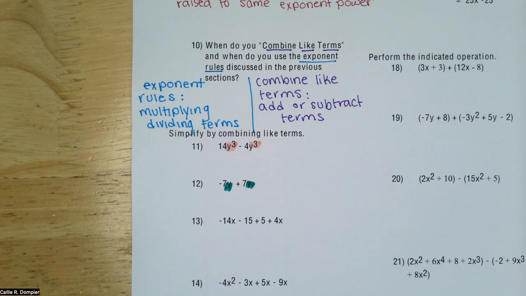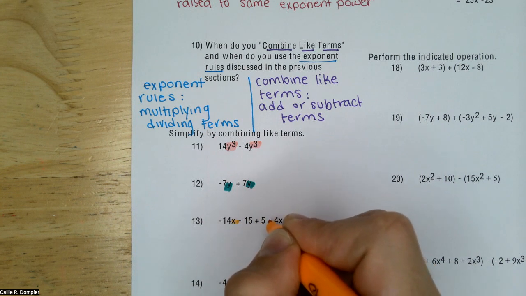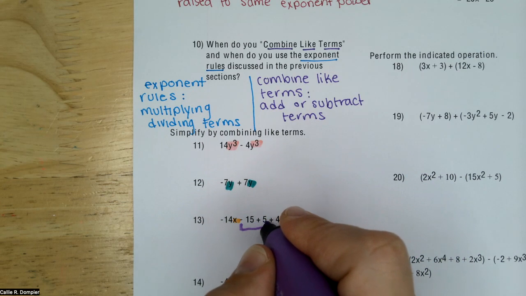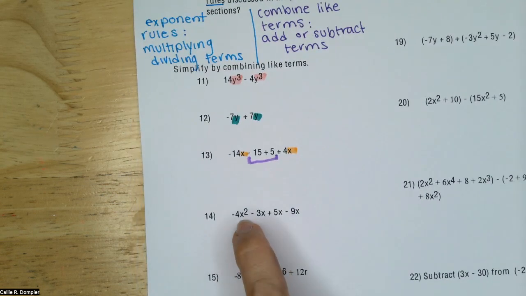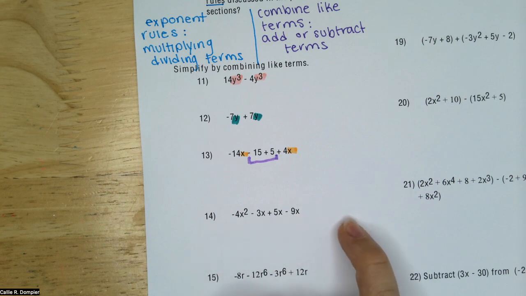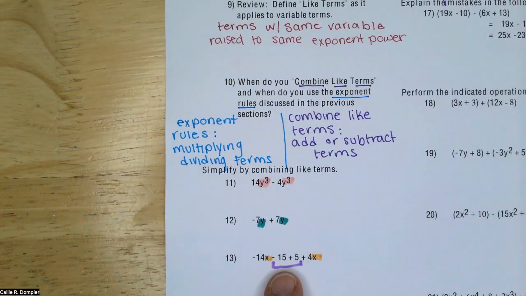Okay. Here, negative 14x minus 15 plus 5 plus 4x, those are the like terms. And the constants can be combined together too, because we know that negative 15 and 5 go together. We can put that into our calculator and it will give us a number, right? Down here, we have x squared, x, x, and x. Those are not all like terms, okay? So let's keep going with the like terms. And it's just like if we were adding the negative 15 and the 5. Okay, maybe we'll just do that first.